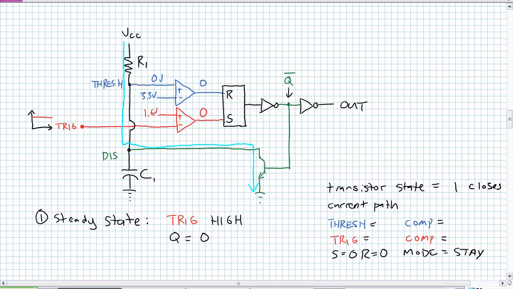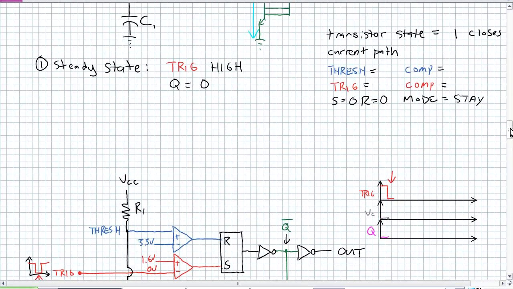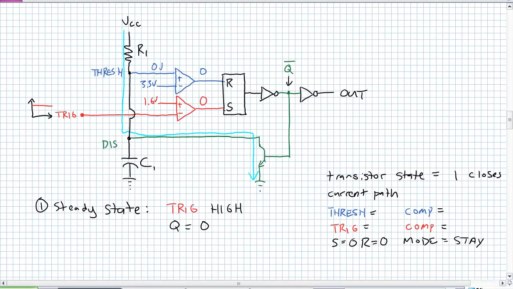Okay, so let's go ahead and see what happens here. So trigger goes low, and we've got a little mini timing diagram right here. Trigger goes low, what happens now? So I've got 0 volts right there. The capacitor is uncharged because up to this point there's been a short circuit, and in addition to that short circuit, if there was any charge in that capacitor, what's happening? Well, it's being discharged to ground, hence the name discharge for that pin.